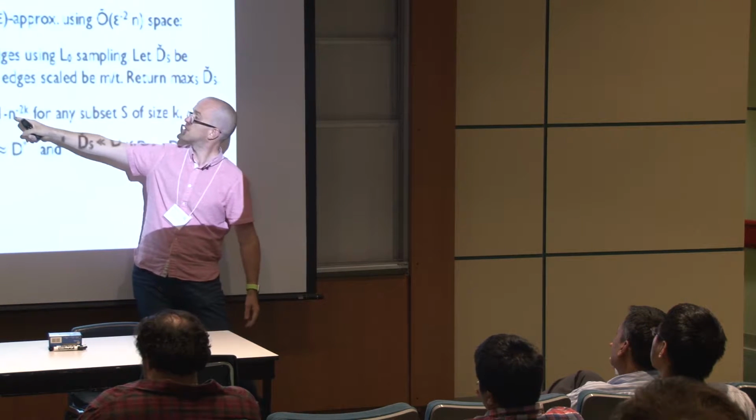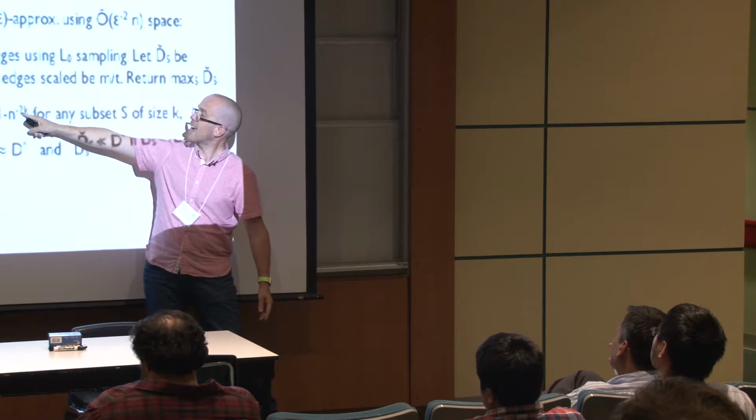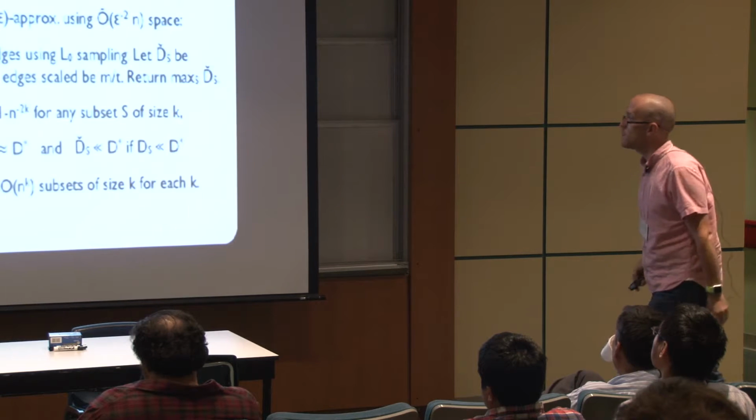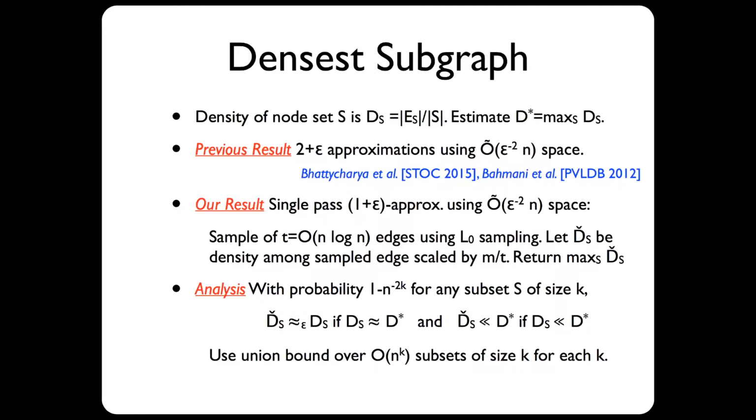When I say that probability is high probability, it's actually important that it's exponentially small in k. Because then, when you apply the union bound, you've got to worry about order n to the k subsets of size k. But because your error probability was exponentially small in k, everything works out and you're happy.